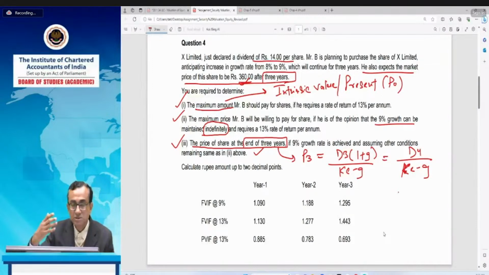I think all these three portions have been clear to you. Any question? So this question number 4 is over. Now come to question number 5.